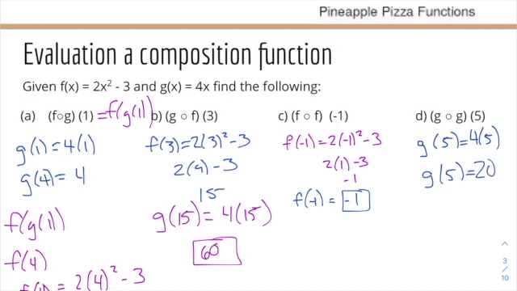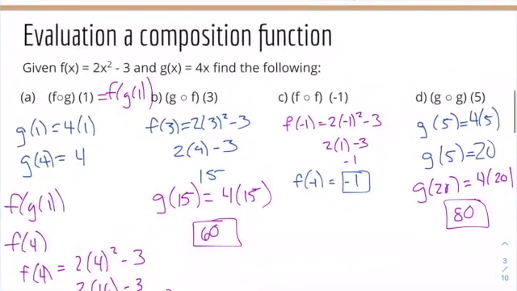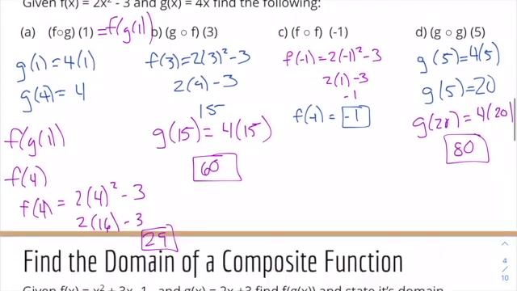And then I need to figure out, all right, what is g of 20? And so that's 4 times 20, and that is 80. So that is how I figured it out. I found out what my first one was, which is my rightmost function. I plug it into my rightmost function, and then I plug it into my left function.